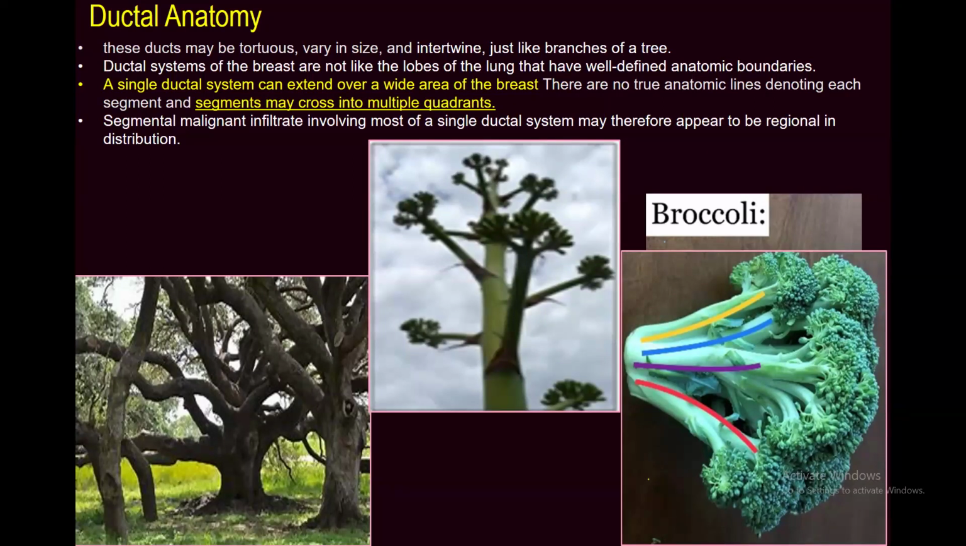Because definitely there are no boundaries and there is overlapping of these ductal systems. So a single ductal system can extend over a wide area of the breast. And there is no true anatomical line like in the lung. You see, in the lung, there are segments and there are boundaries between these segments. But in the breast, we have no such boundaries. So that is why, with a single duct, you can find a focus in the upper outer quadrant and extend to the upper inner quadrant or into the lower inner quadrant. You see?